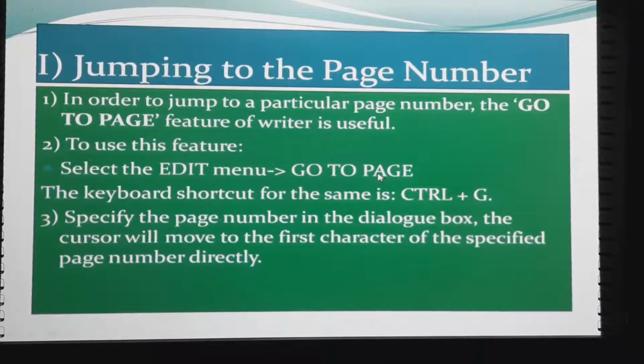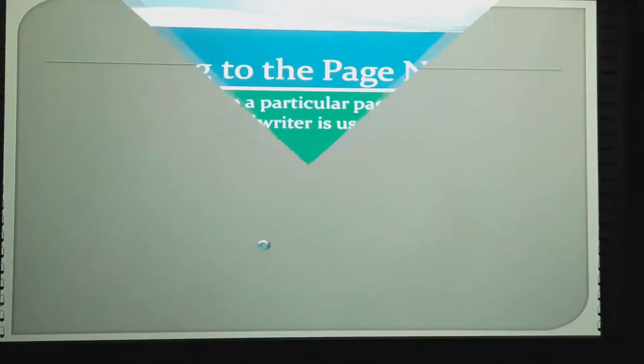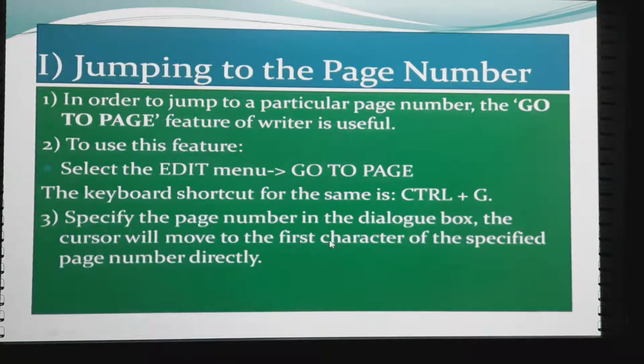In the dialog box that appears, we need to enter the page number. The cursor will automatically move to the first character of the specified page number. So once we click on Go to Page, a dialog box will appear, and after specifying the page number, our cursor will automatically be directed to the particular page which has been selected by us.